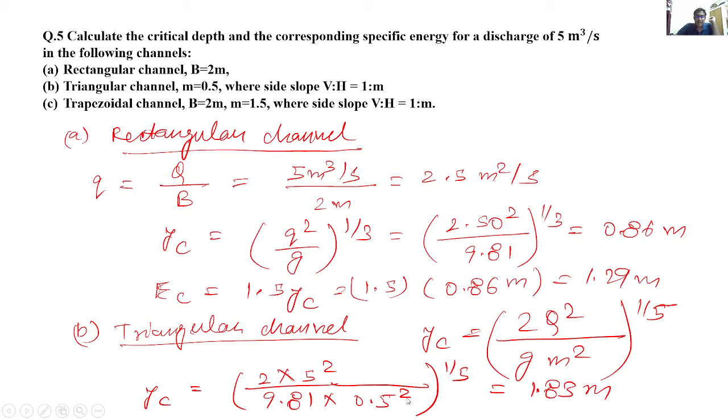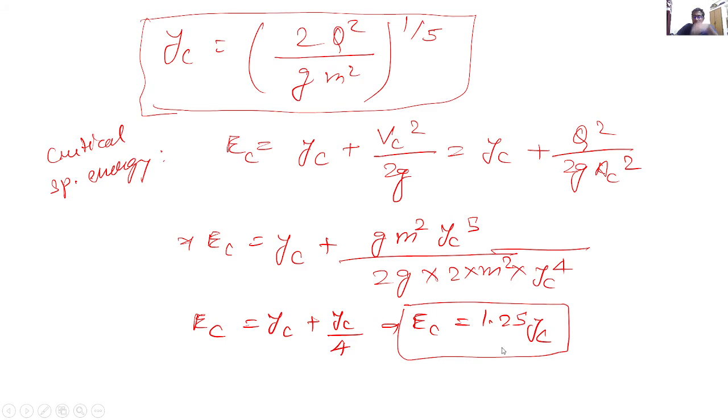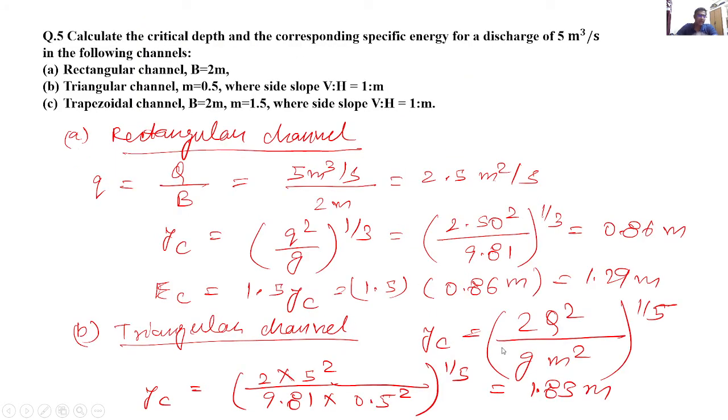So we know Yc. What is the Yc? So critical specific energy can be found out from this expression of Ec is equal to 1.25 times Yc. So from it, Ec will be coming out as 2.229 meters.